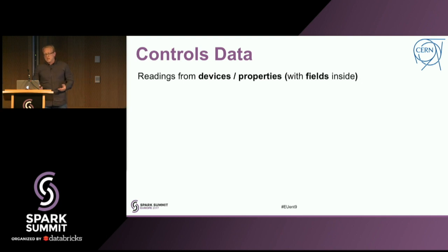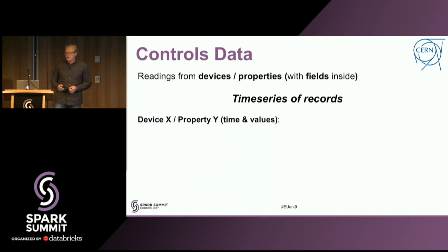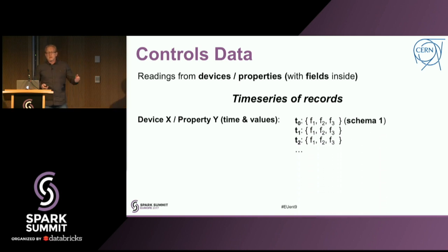The readings come from devices, and devices have properties. A property is like a structure that has many fields inside. But basically, the values that we read, you can look at them as time series of records. You get events from those properties that advance in time. So for a given device property, you get records that have timestamps and values inside, with different fields and different values. But this is one type of schema that you can get.